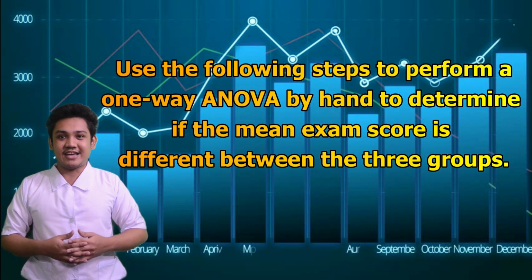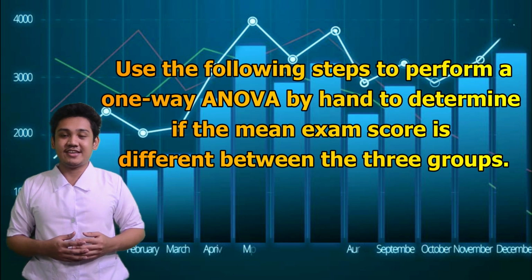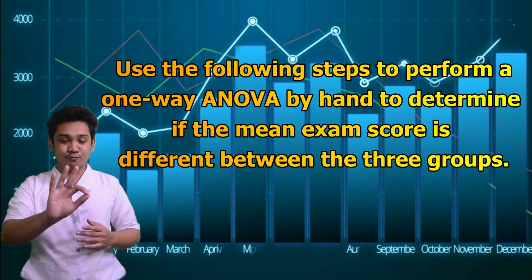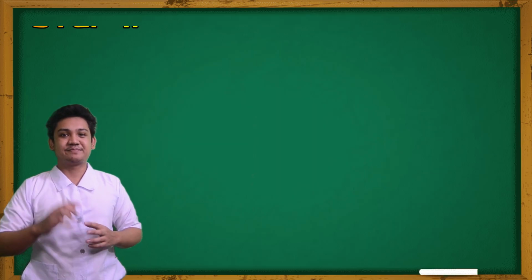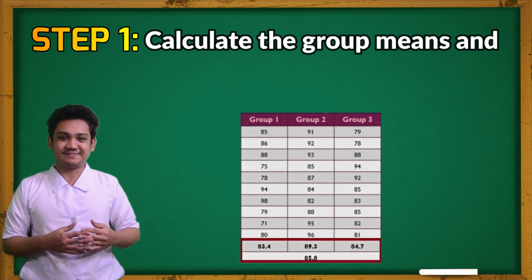Use the following steps to perform a one-way ANOVA by hand to determine if the mean exam score is different between the three groups. Step 1. Calculate the group means and the overall mean.